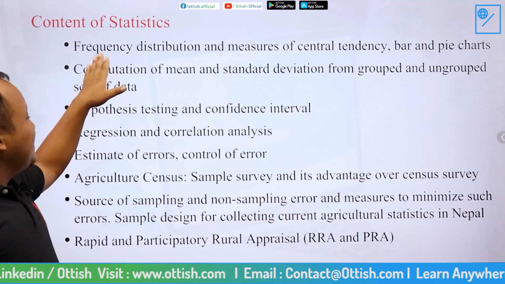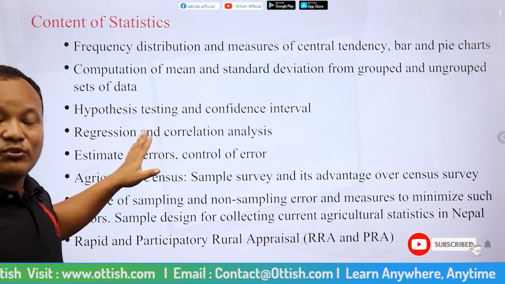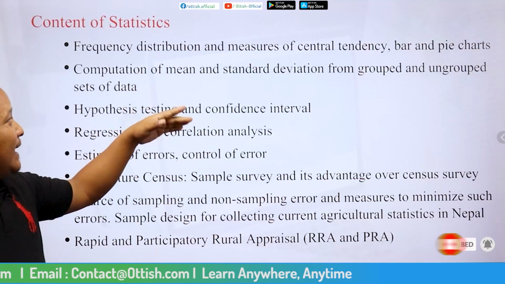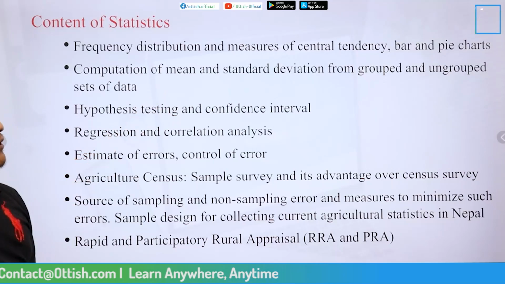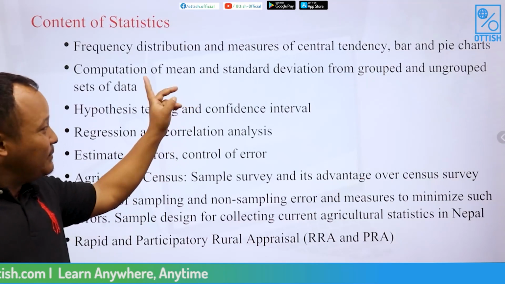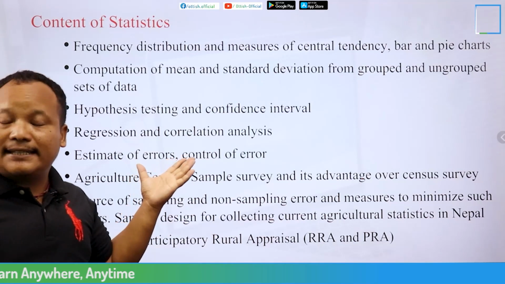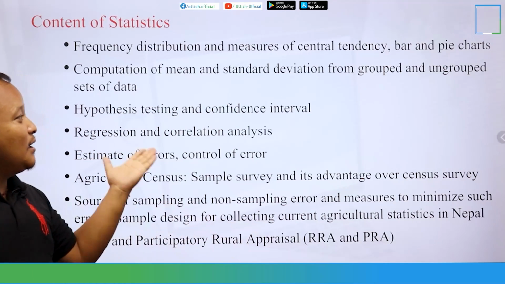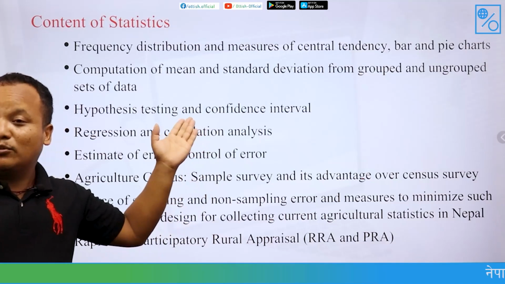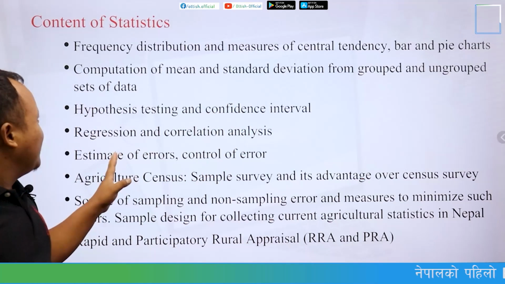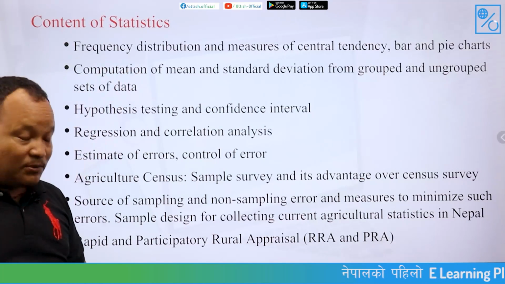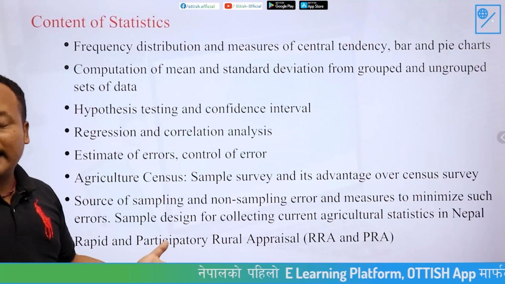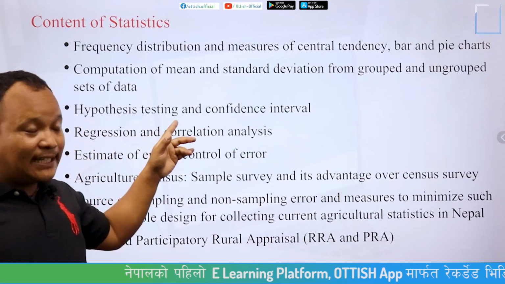Next one, within this syllabus, is computation of different central tendencies, based upon the mean, that is the quantitative data. Similarly, for the dispersion, that is the scattering or variation, the standard deviation from the different types of frequency distribution, based upon the grouped and ungrouped frequency distribution. Next, special types of statistical terms, that is inferential statistics.